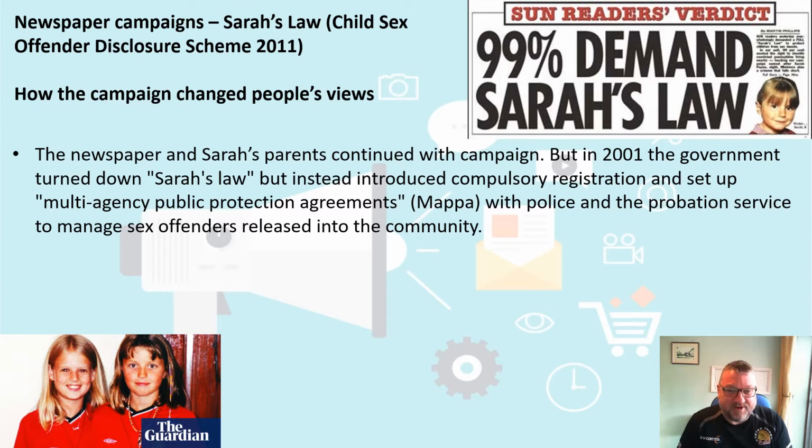So it failed in some ways. The naming of the paedophiles only lasted for 2 weeks, but the newspaper and Sarah's parents continued with the campaign, continued getting petitions, etc. And again, 700,000 people eventually signed the petition. But in 2001, the government turned down Sarah's law, but they did up their game a bit and instead introduced compulsory registration and set up what's called the Multi-Agency Public Protection Agreements, which is known as MAPA, with the police and the probation service to manage sex offenders released into the community.